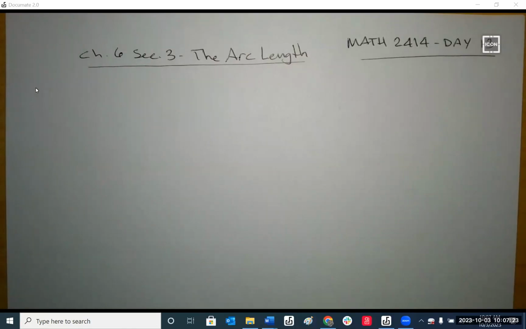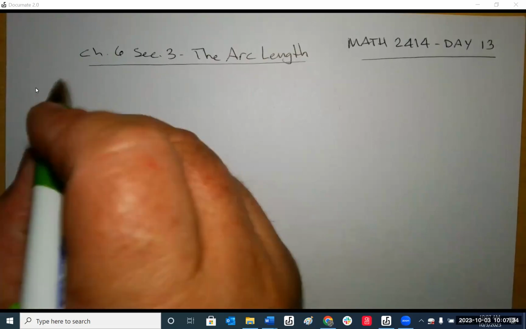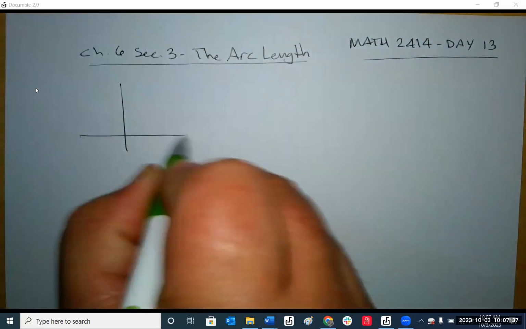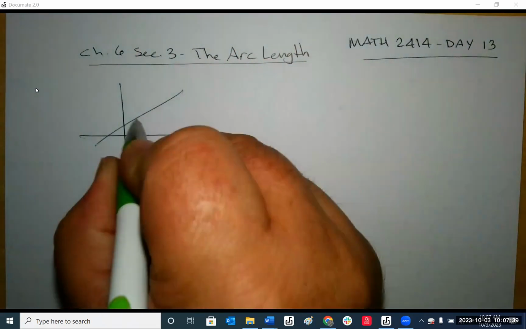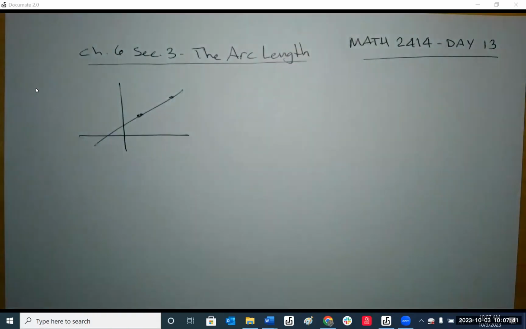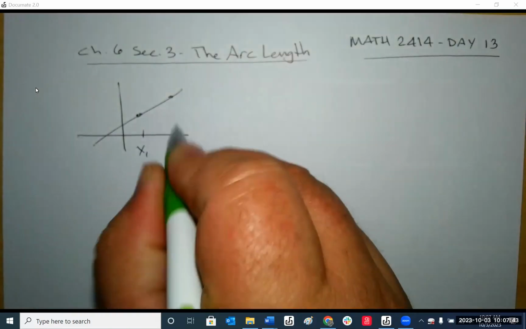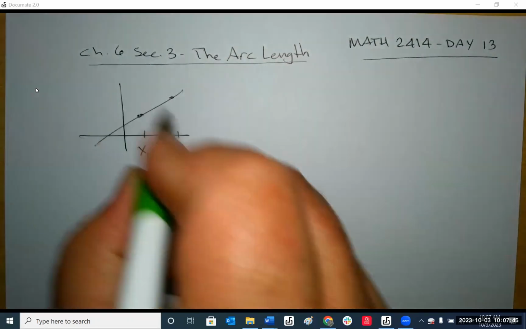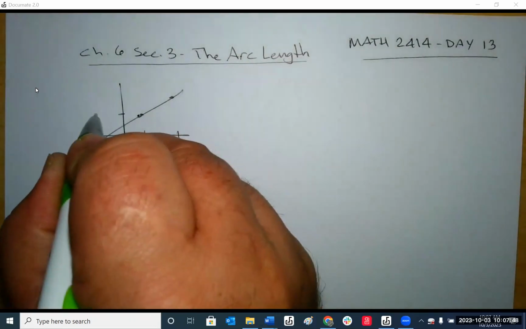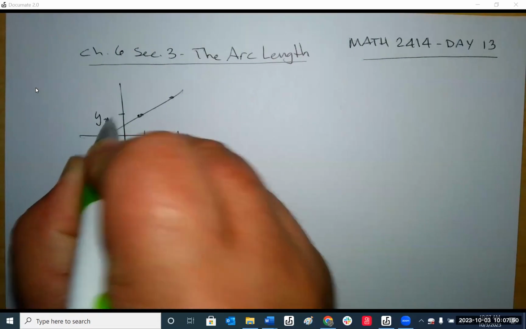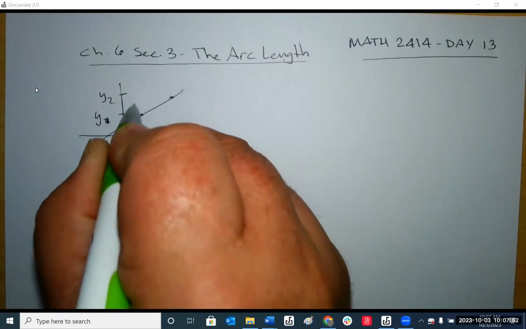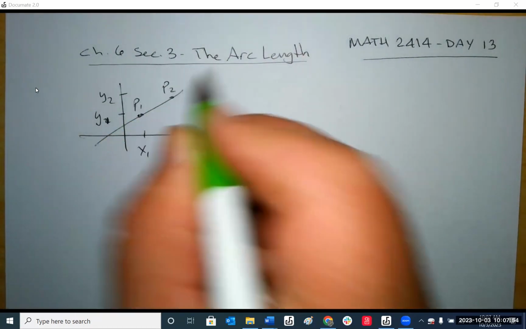Today we're going to cover section 6.3, the arc length. You first learned this in trigonometry. Because up until now, we've looked at algebraically the length from one point to another point. This is point 1 to point 2.